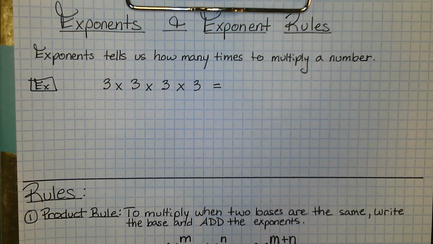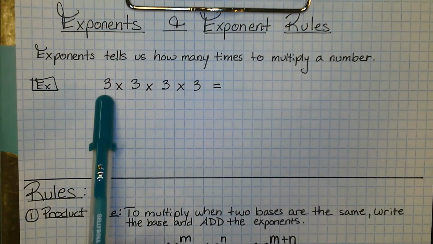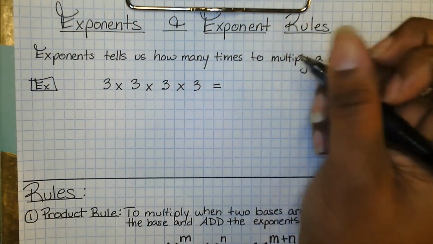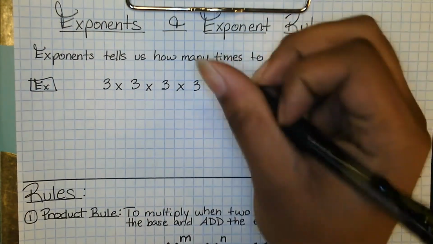In this video, we're going to talk about exponents and exponent rules. An exponent tells us how many times to multiply a number. In this example, we have the number 3 being multiplied 1, 2, 3, 4 times. So instead of writing 3 times 3 times 3 times 3, we can use exponents to represent what's going on.